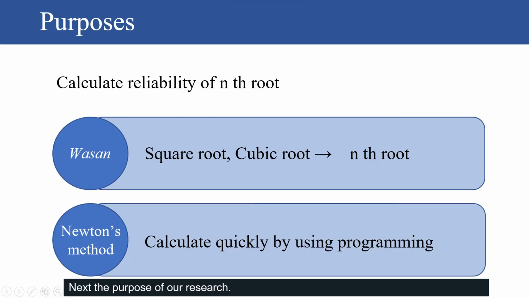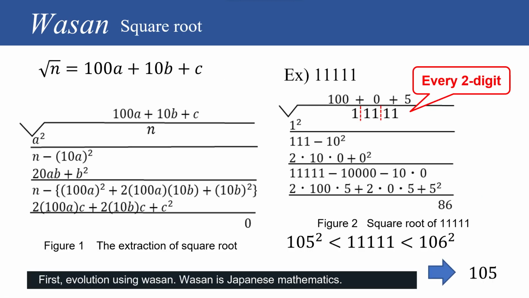Next, the purpose of our research. It's to calculate the reliability of nth root. First, evolution using Watson. Watson is Japanese mathematics. The extraction of square root can be expressed like figure 1.